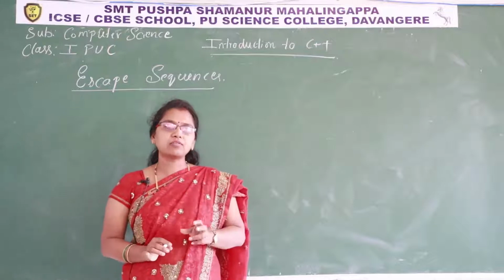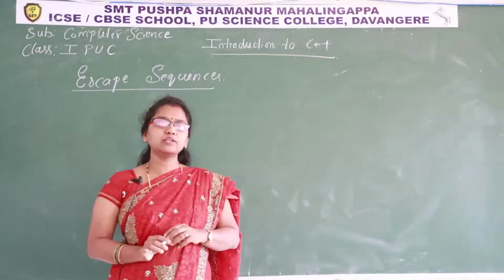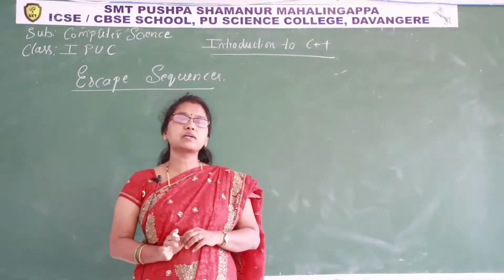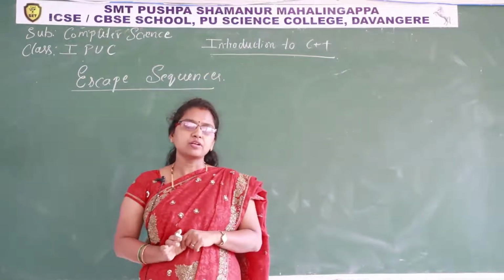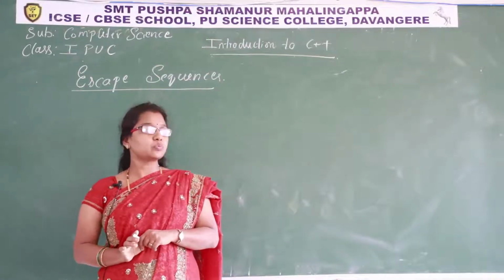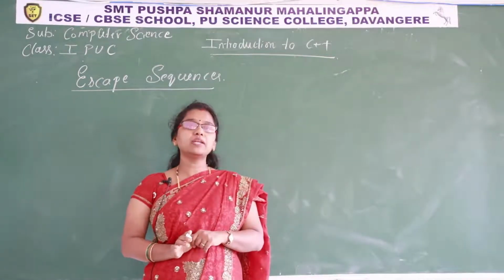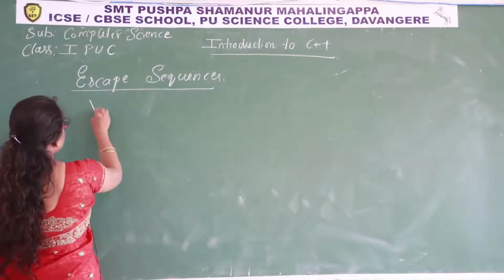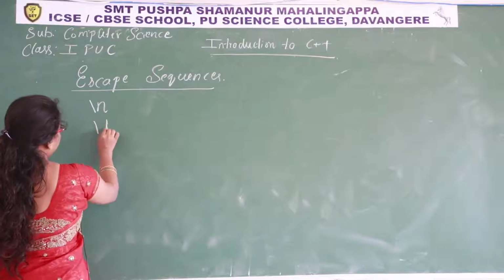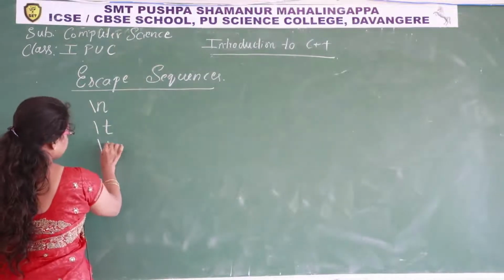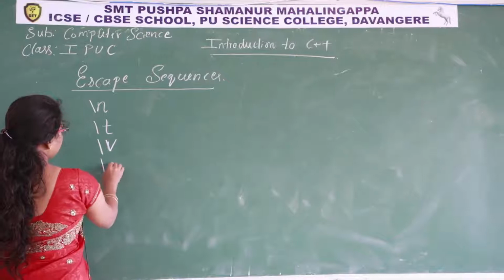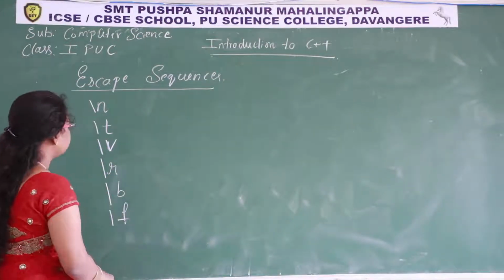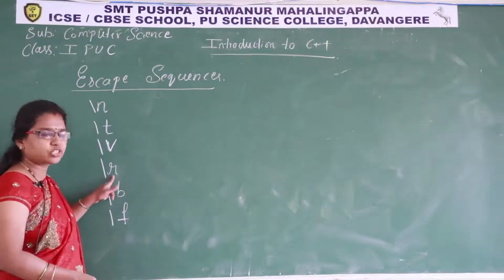What is the functionality of this character? It moves the cursor to the next line during execution. \t gives horizontal tabular space. So these two escape sequences we discussed. Apart from these two, many more escape sequences are there. So let us discuss one by one. First \n, then \t, \v, \r, \b, \f. See, \r, carriage return.